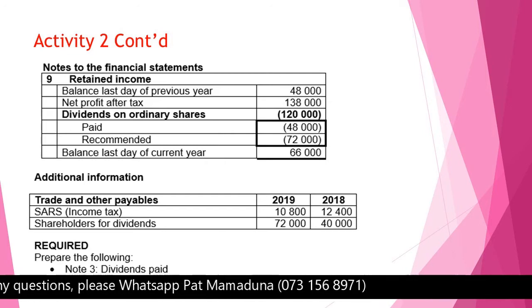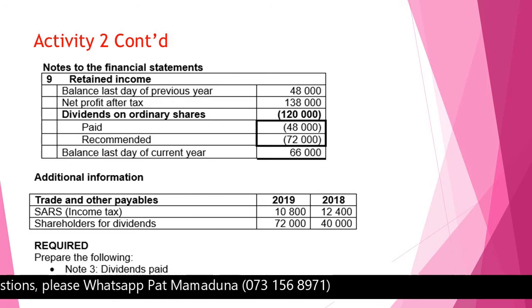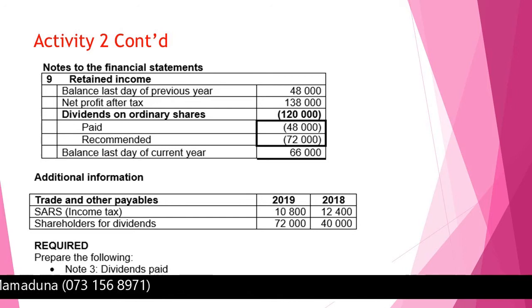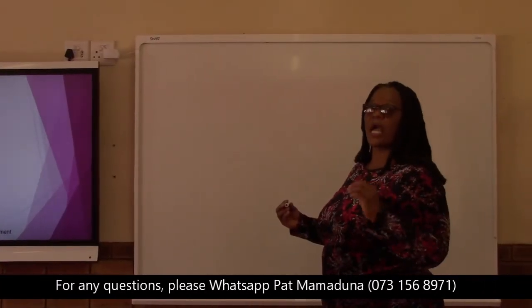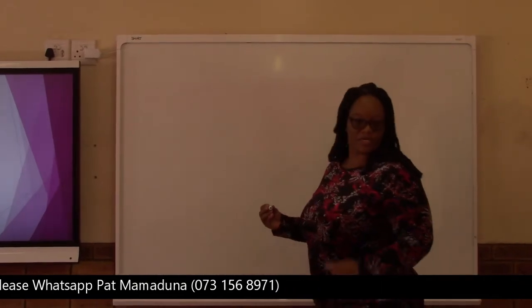Now, when you look at additional information here, we have opening balances, shareholders for dividends. For the year 2018, when we started the year in 2019, we had 40,000 as shareholders for dividends that were recommended during the previous year but were not paid. And these are paid in the following accounting period. And then we have 2019, our 72,000, which is the recommended for this year. So when calculating the dividends paid, you can use two methods. I want to start with the shareholders for dividends account.